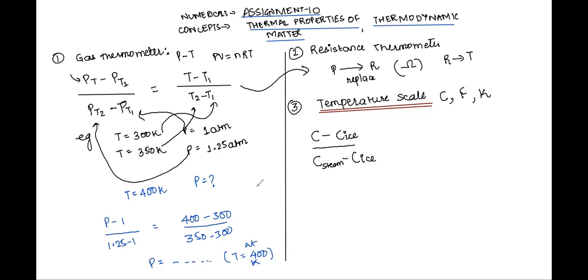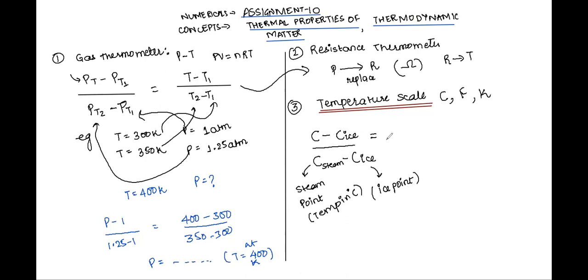So what is this C steam and C ice? C steam is representing the steam point. Steam point is the temperature in degrees Celsius where steam is formed, at the point where water converts from liquid state into vapor state. That temperature is the steam point. Similarly, this one will be the ice point, the temperature in degrees Celsius where ice is formed from water.